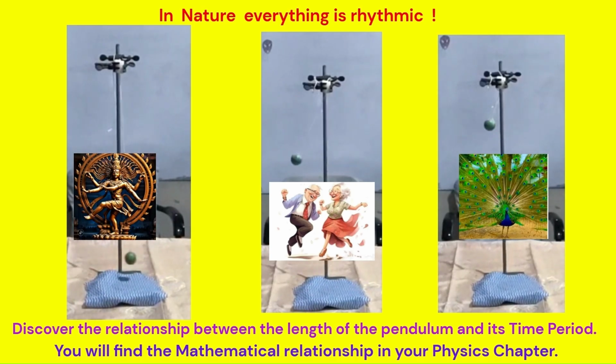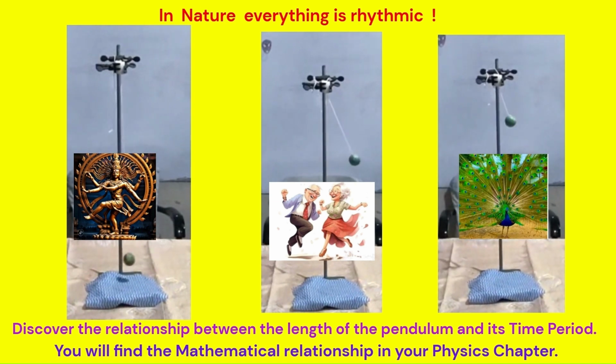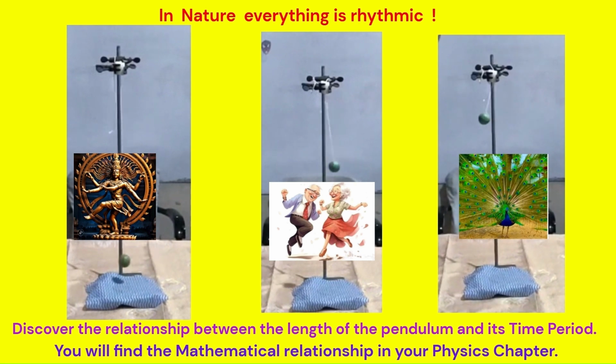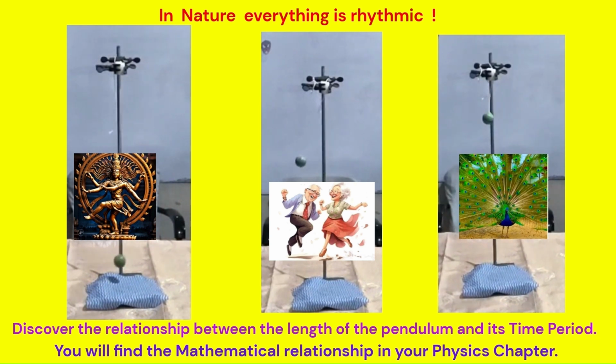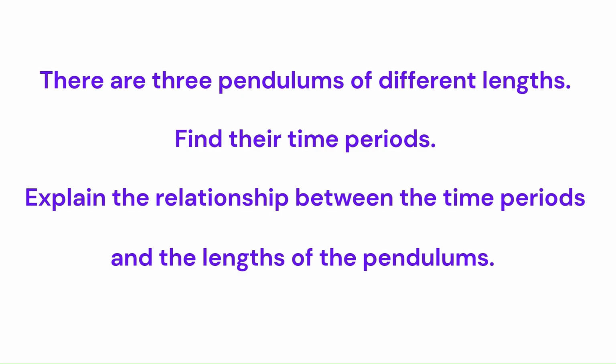In nature, everything is rhythmic. Discover the relationship between the length of the pendulum and its time period. You will find the mathematical relationship in your physics chapter. There are 3 pendulums of different lengths. Find their time periods. Explain the relationship between the time periods and the lengths of the pendulums.